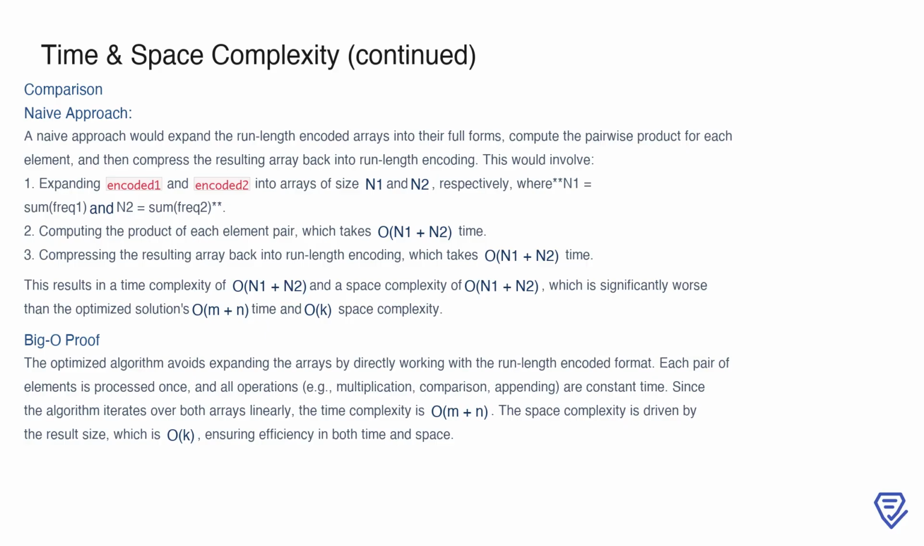The optimized approach, by directly working with the run length encoded format, avoids this unnecessary expansion and compression. It processes each pair of elements exactly once and performs constant time operations for multiplication, comparison, and appending. As a result, the time complexity remains O(m + n), and the space complexity is determined by the result size, O(k), making this approach significantly more efficient.